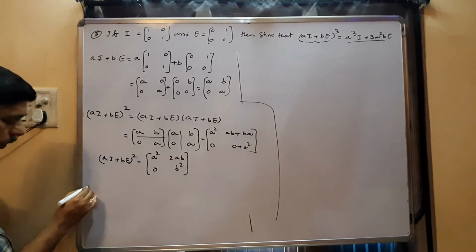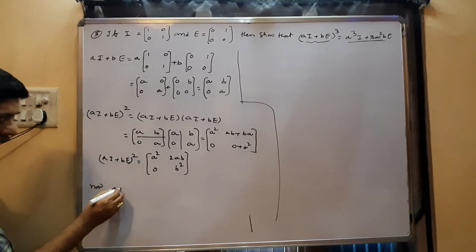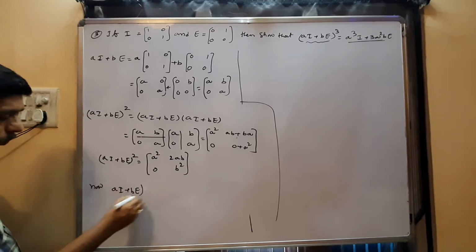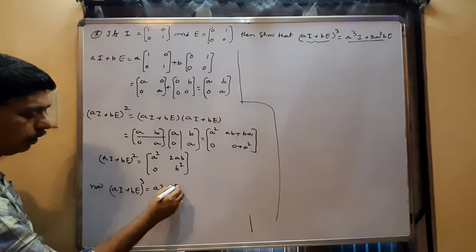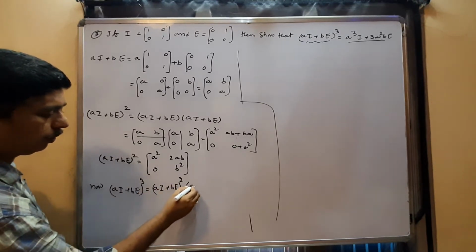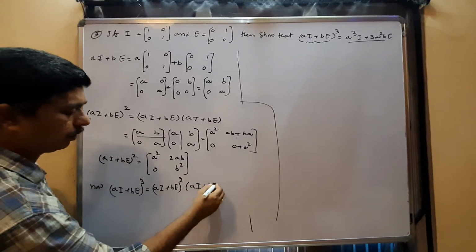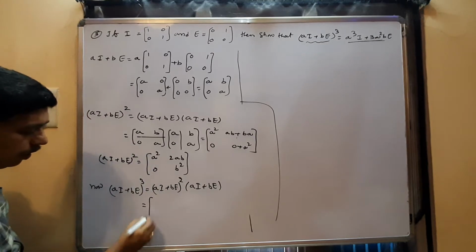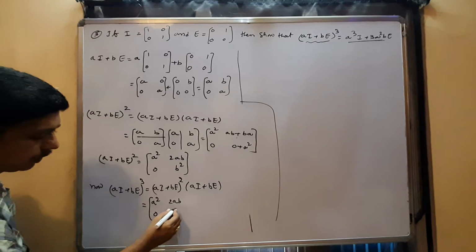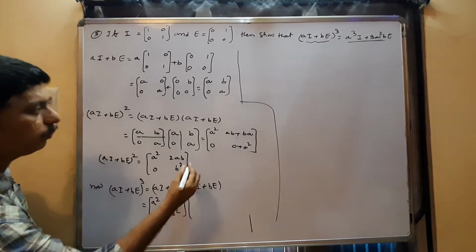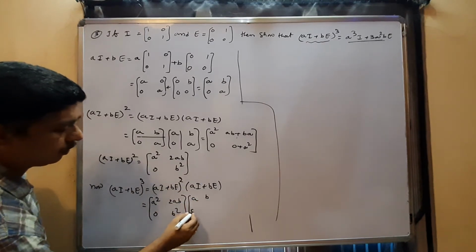Now you have to find (AI + BE) whole cube. That is (AI + BE) whole square into (AI + BE). So this is already A square, 2AB, 0, A square. And AI + BE we got as [A, B; 0, A].